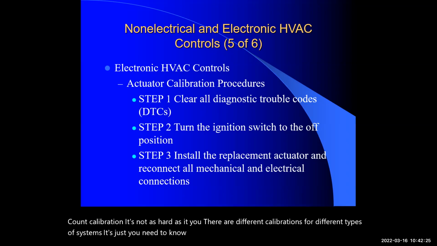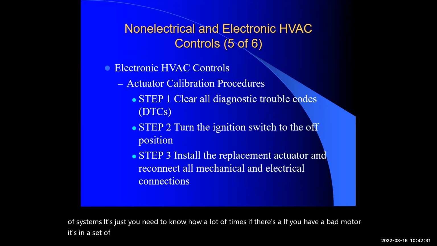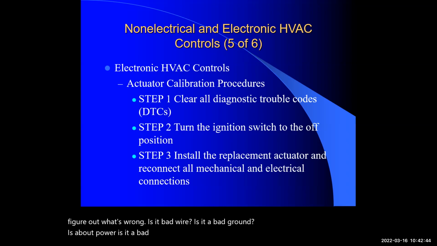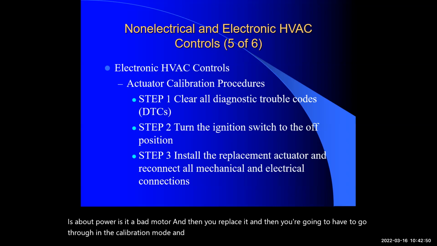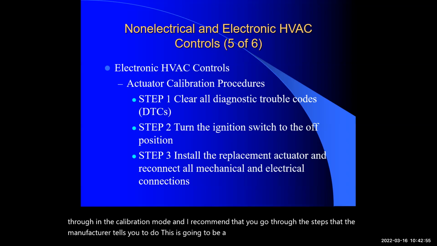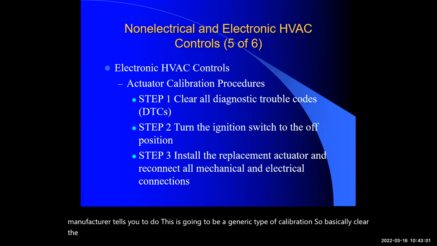A lot of times if you have a bad motor, you're going to set a code in the body control module, and then you're going to have to figure out what's wrong. Is it a bad wire? Is it a bad ground? Is it a bad power? Is it a bad motor? Then you replace it, and you're going to have to go through the calibration mode. I recommend that you go through the steps that the manufacturer tells you to do. This is going to be a generic type of calibration. So basically, clear the codes, which are your DTC, diagnostic trouble codes.